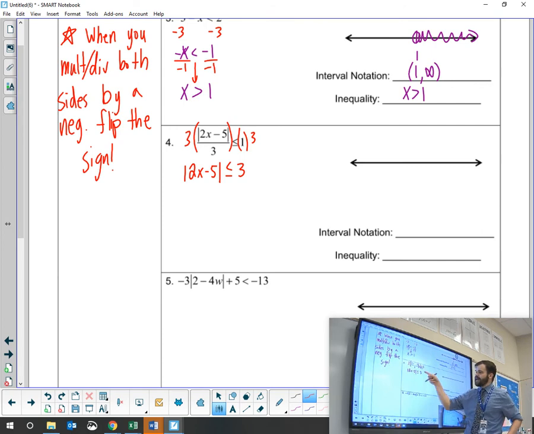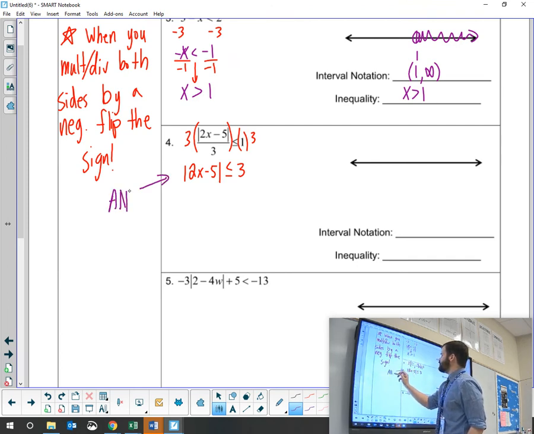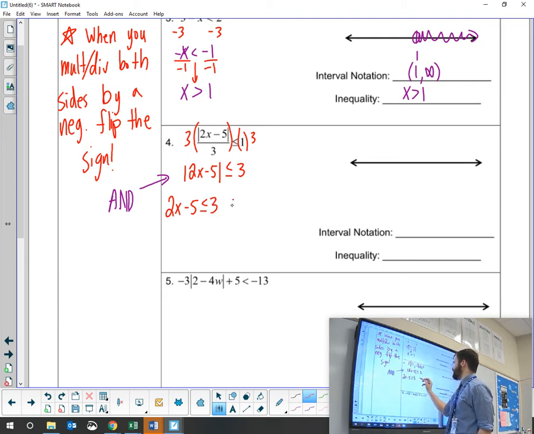Then, since it is less than, this problem is an and problem. That means it's going to be coming together. All right? So, whenever we split this up, it's going to be 2x minus 5 is less than or equal to 3, and 2x minus 5 is greater than or equal to negative 3. Notice how I flipped the sign and I changed it to a negative.